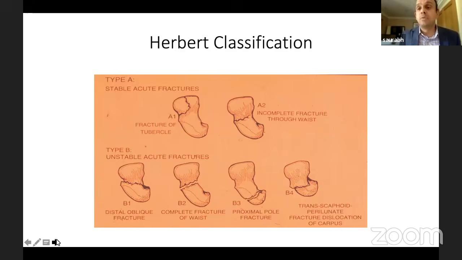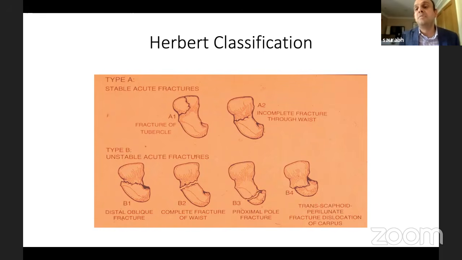I'm not going to go into a lot more theory because, as I said, there's a lot to discuss here. Theory, I'm sure all of you know. Just very briefly, Herbert classification. Type A is stable fractures. A1 is a tubercle fracture. A2 will be any incomplete waist fracture. Now B: B1 will be a distal pole, B2 is a waist, B3 is a proximal pole, B4 is transscaphoid perilunate injuries. Then there's also a B5, which is a comminuted scaphoid.